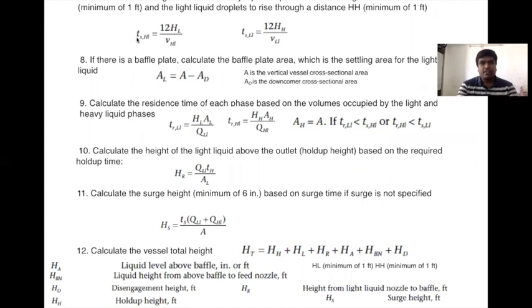Now TS is the settling time for the heavier liquid, and TS is the settling time of the lighter liquid. So you just have to use this formula, which is nothing but speed equal to distance upon time, a simple relationship. From there you can find out the settling velocity and the settling time of the heavier liquid and the settling time of the lighter liquid.